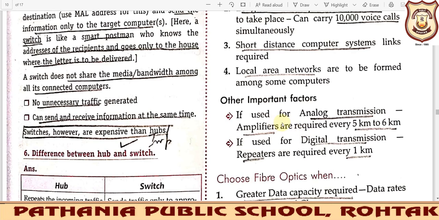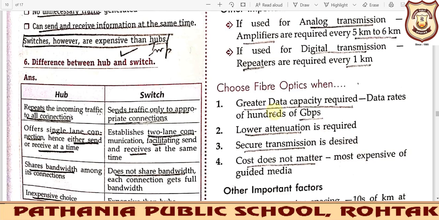If you are using analog transmission, then you have to attach amplifiers, and that will allow your signals to travel 5 to 6 kilometers. Okay, and for digital transmissions, repeaters are required, and they will take your signal up to 1 kilometer only. When you are selecting fiber optical cables, then you have a greater data transmission capacity, and it will offer you data rates up to 1 Gbps, hundreds of Gbps.